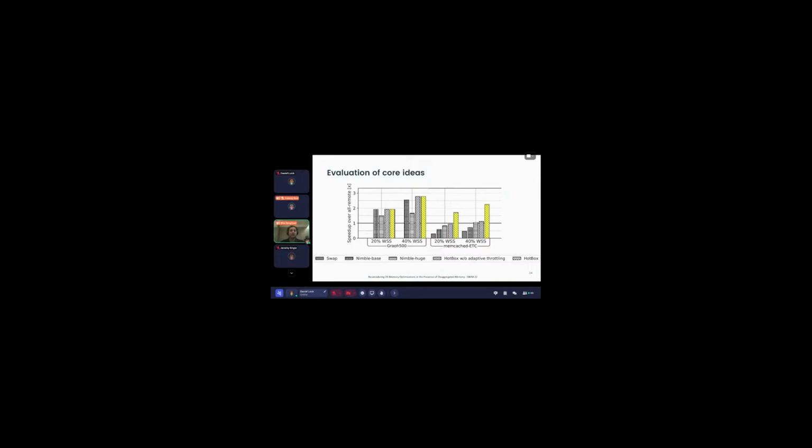The x-axis has the workloads, which is then divided into the local memory sizes relative to the working set size. And finally, each one of the bars is a different system that we have evaluated. So we can see from the highlighted bars that Hotbox outperforms the other systems.